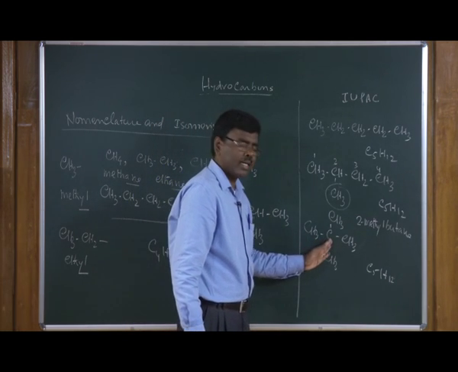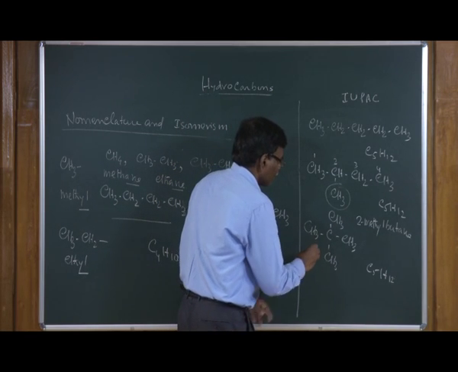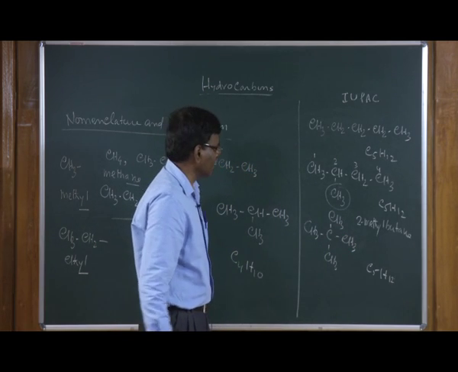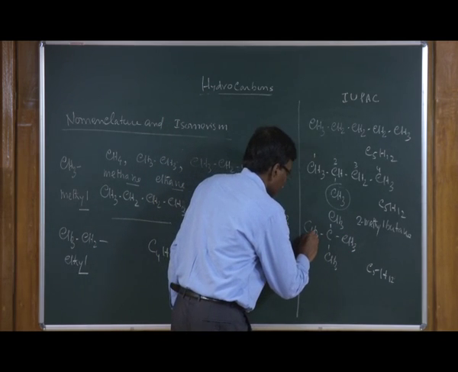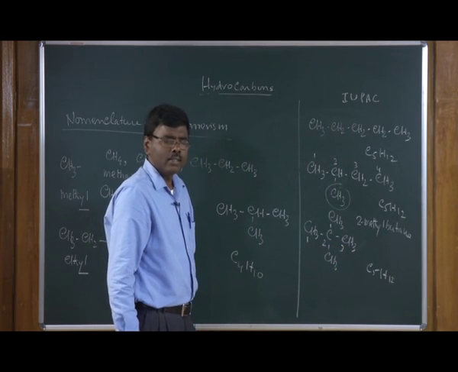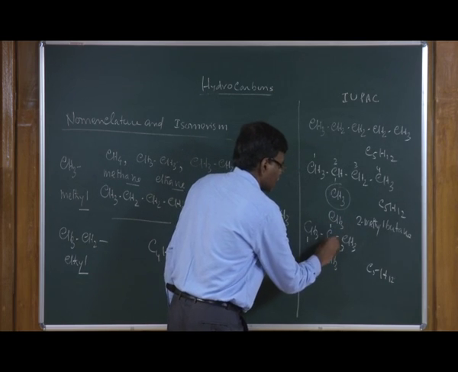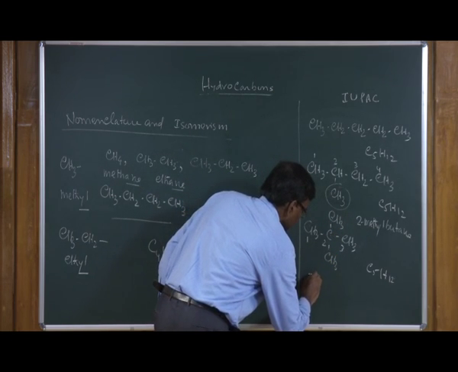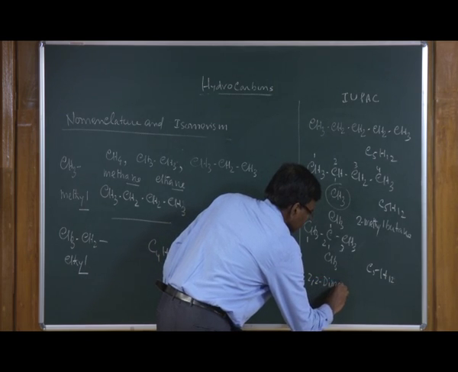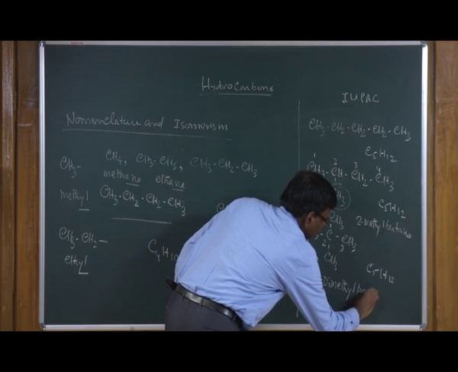Now let us look at this molecule. You have to find the longest chain. In this case both ways are the same, so there is no problem. Then you have to start numbering. The chain has 3 carbon atoms, and the substitution is present at the second carbon atom. So you have to write 2,2-dimethyl propane.